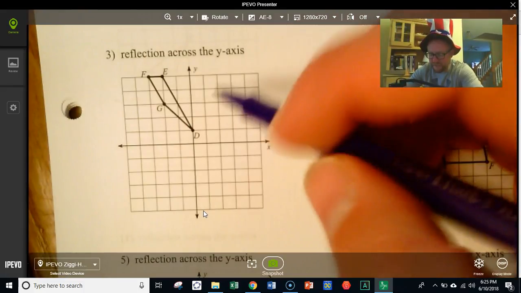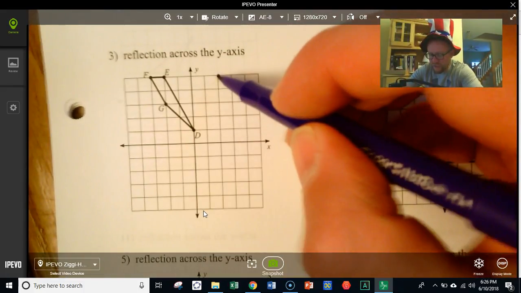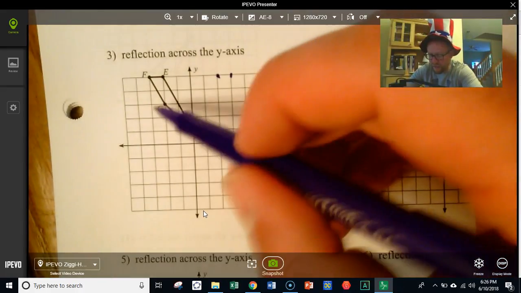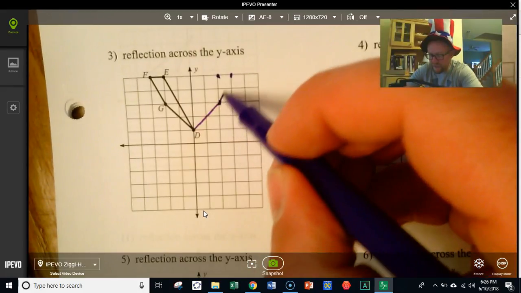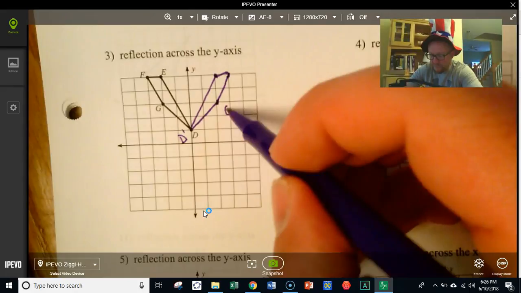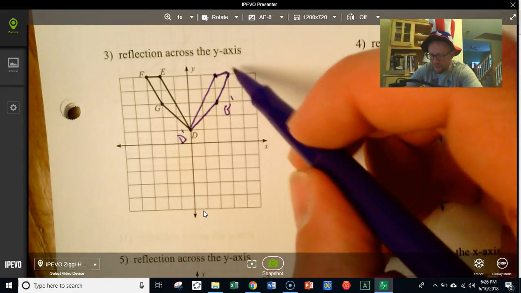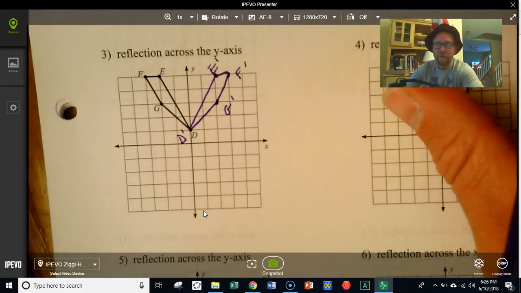Reflection across the y-axis. E. So the y-axis is up and down. E is 2 spaces away. F is 3 spaces away. G is 2 spaces away. G is connected to D. Up here, this is D prime. G prime. F prime. E prime.